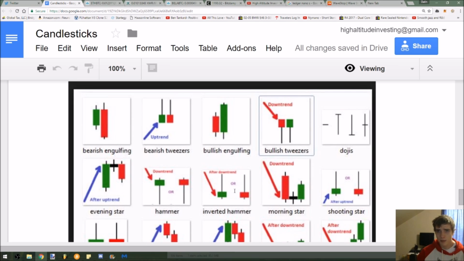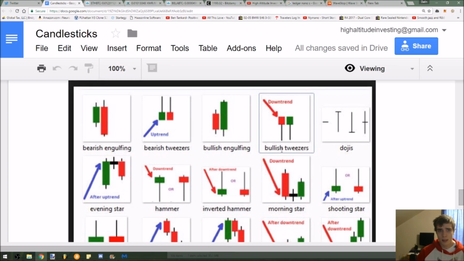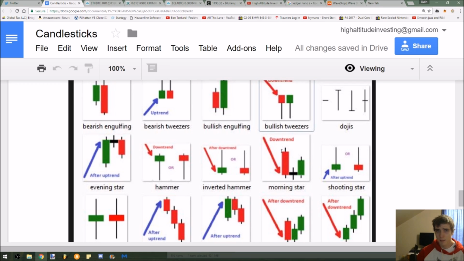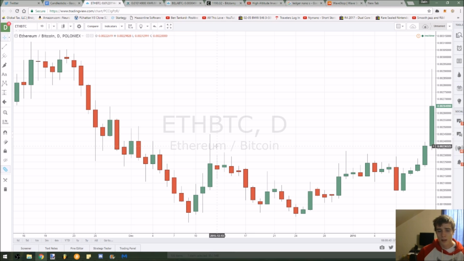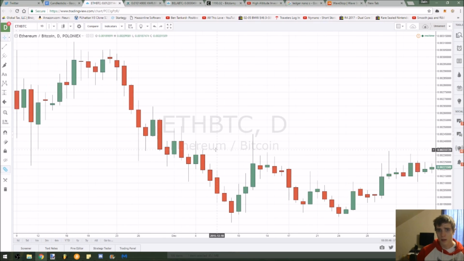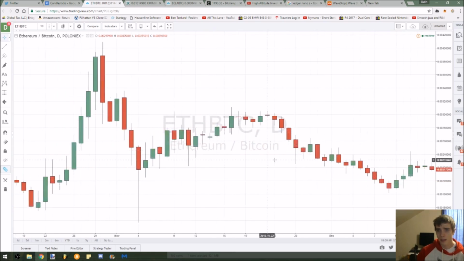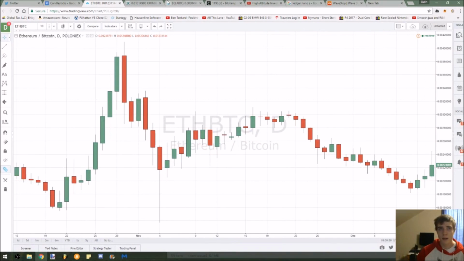Where's another one we could look for? Bullish tweezers. Alright, this one, three inside up. So three inside up, I'm sure I can find this in Ethereum. Very clearly, I found this in Ethereum.